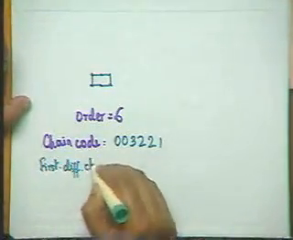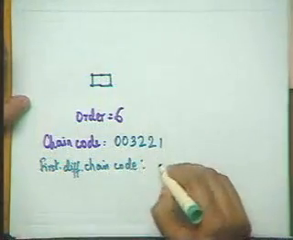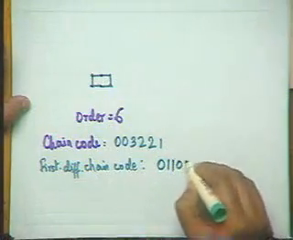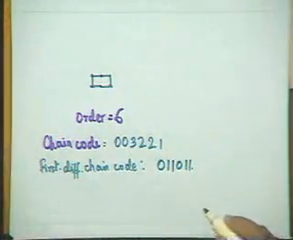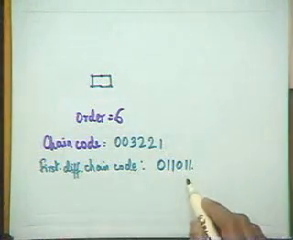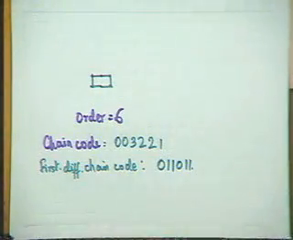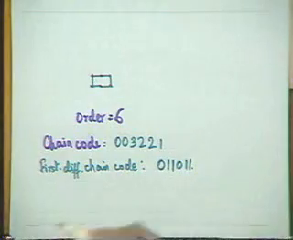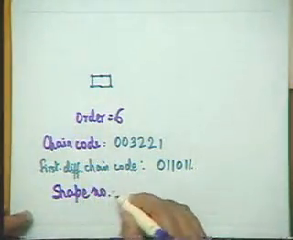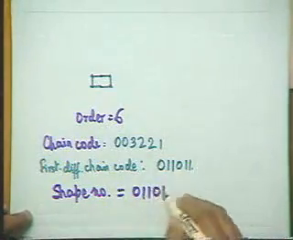0, 1, 1, 0, 1, 1. Okay. And in fact, in this particular case, even this is also going to be the smallest magnitude. Okay. So this is one and the same as the shape number. Shape number is equal to 0, 1, 1, 0, 1, 1.